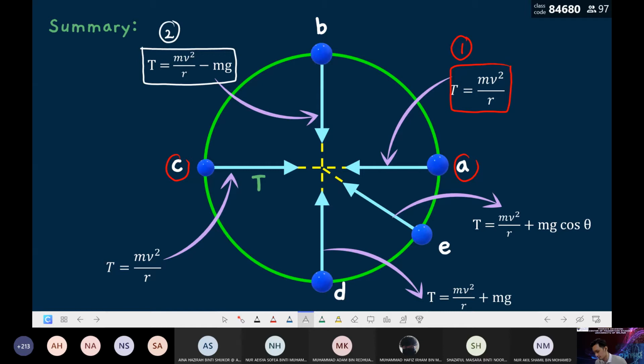Okay, and then the third position is the D. Okay, it has an addition of weight. So it feels a bit heavier in the tension at the bottom. And at any angle, there is also an additional mg cos theta. Okay, so that is the summary for the vertical position. But this one we use tension. Later we will see how the normal force works.